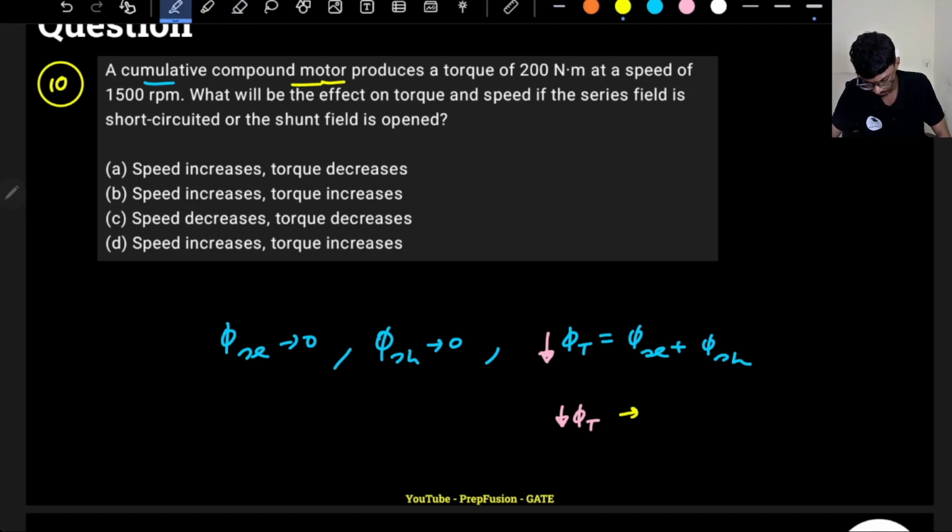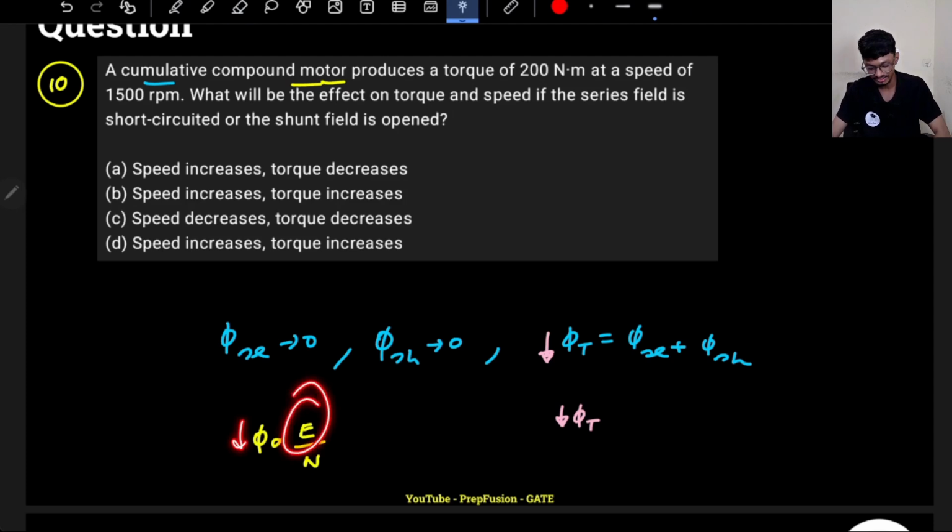So the assumption is that, what is my flux proportional to? In case of a motor, flux is proportional to the back EMF by the speed. Correct? Back EMF by the speed. So if flux reduces, and if I assume the back EMF to be constant, then the speed has to increase. What is my back EMF equal to, if you remember? Yeah, this is the back EMF.